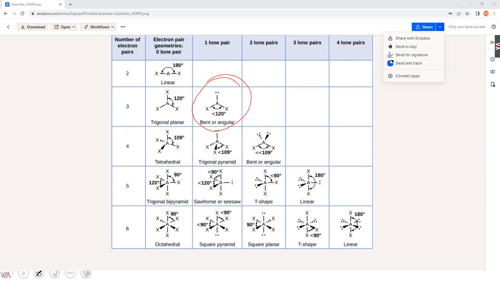Which means we're looking at that geometry. Our molecular geometry is bent. And they also put angular on this figure. I've never heard anybody call it angular before. Everybody always calls it bent.